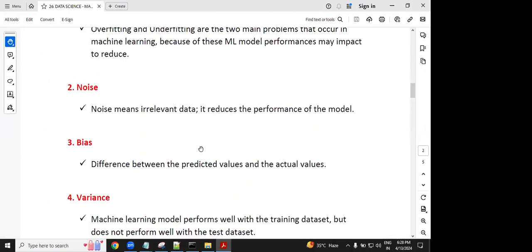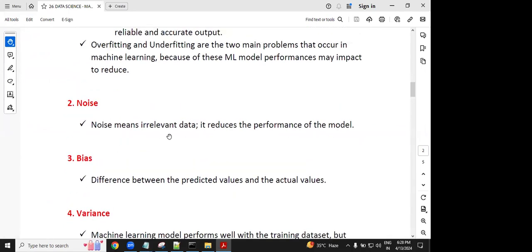Come on. What is noise, bias, variance? Noise means irrelevant data. It reduces the performance of the model. Best example: you may think, sir, what is the reason? During training, it is really good, but during testing, why is it failing? There may be a chance the testing data is irrelevant data.